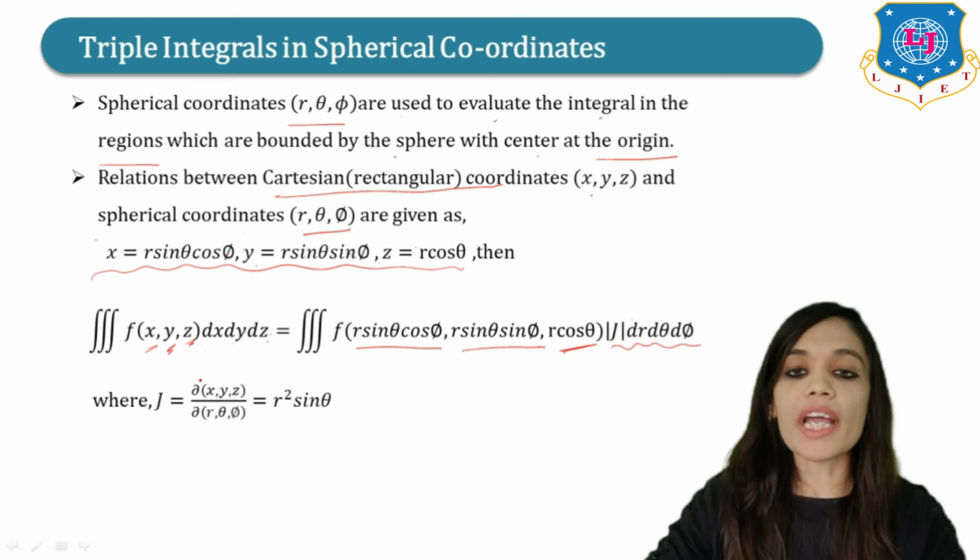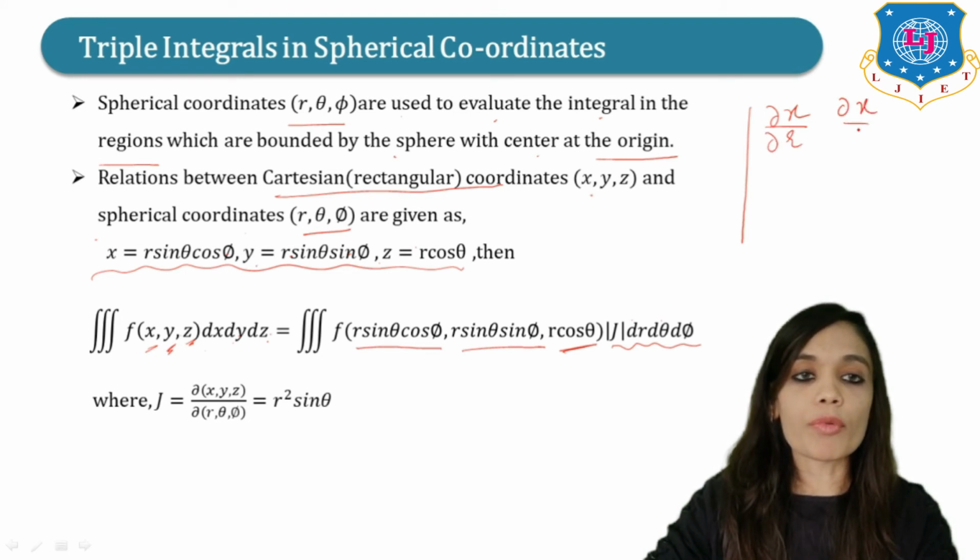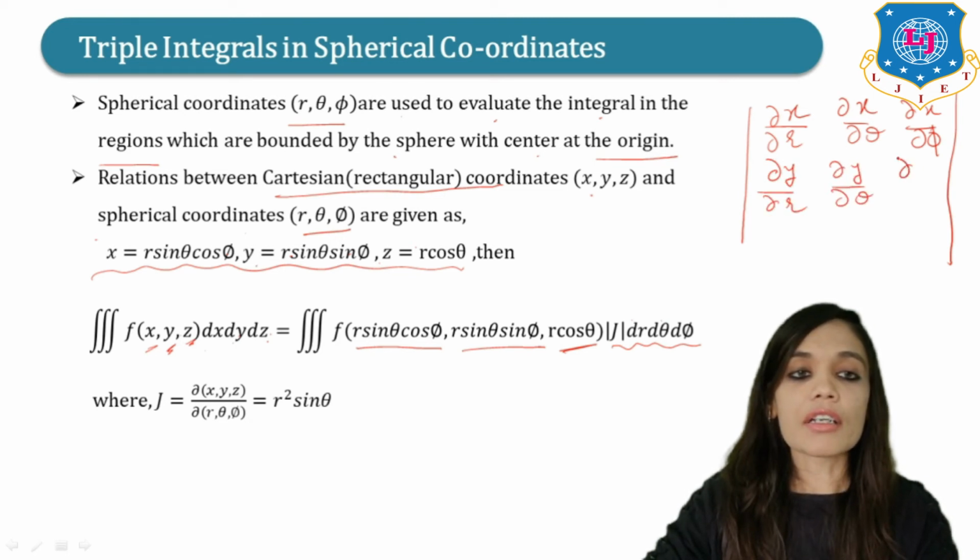So J is given by del of x, y, z upon del of r, theta and phi. So this can be written as the determinant of del x upon del r, del x upon del theta, del x upon del phi. Similarly, we will find partial differentiation of y with respect to r, theta and phi. So del y by del r, del y by del theta, del y by del phi. Okay. And lastly with respect to z. So del z by del r, del z by del theta, del z by del phi, right?